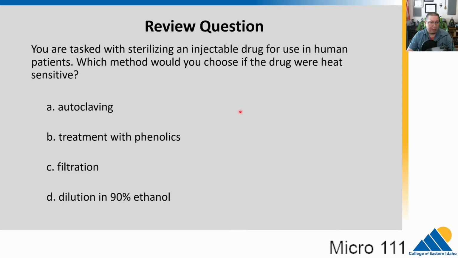All right, so I think you can probably rule these two out since we didn't talk about them. So that leaves A and C. The drug in this case is heat sensitive, so putting it in the autoclave would probably destroy it. So that leaves filtration, which is a common procedure that we have. We have little syringe filters that you can filter sterilize drugs with.